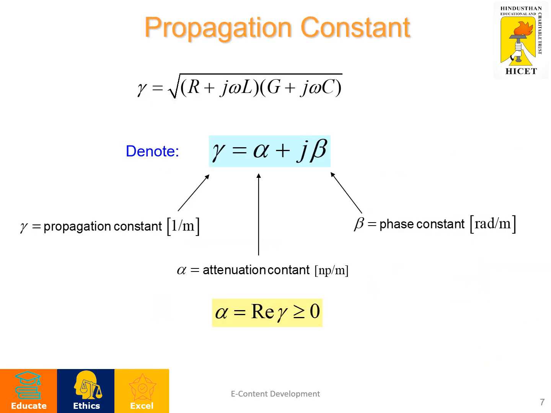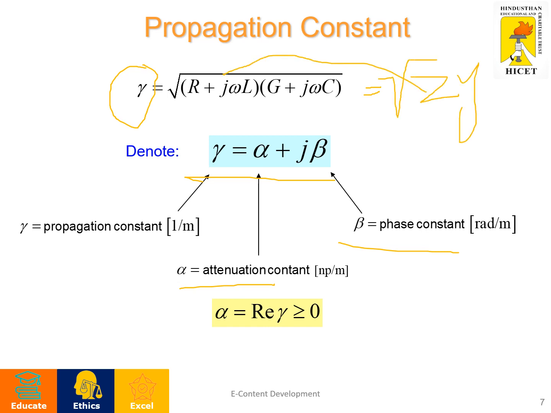The next important parameter is the propagation constant, which is denoted by gamma. Gamma is equal to alpha plus j beta, where alpha is the attenuation constant and beta is the phase constant. We can also write this gamma as root of ZY, and we can replace Z by R plus j omega L and Y by G plus j omega C.